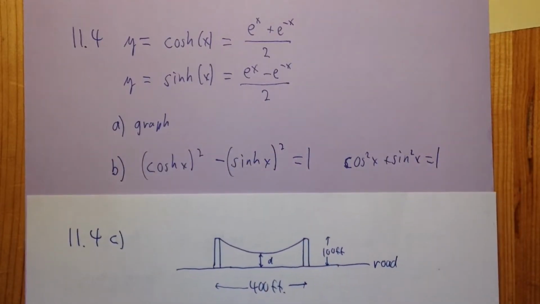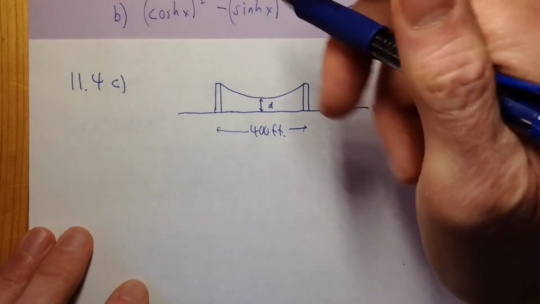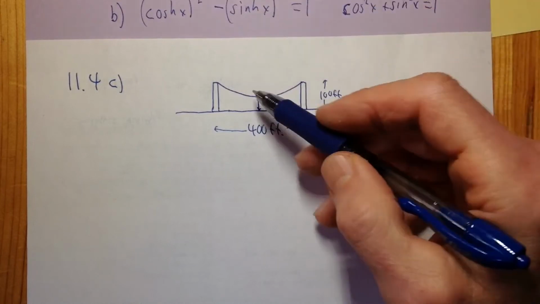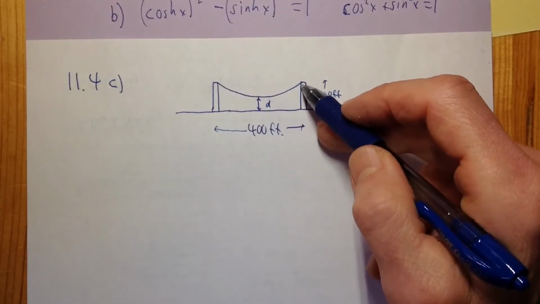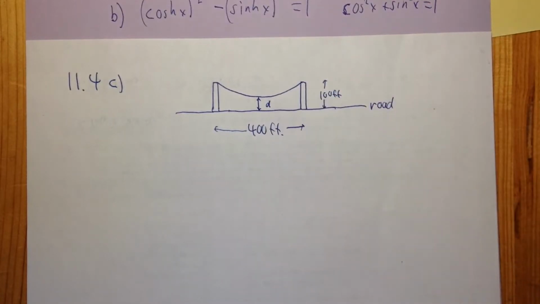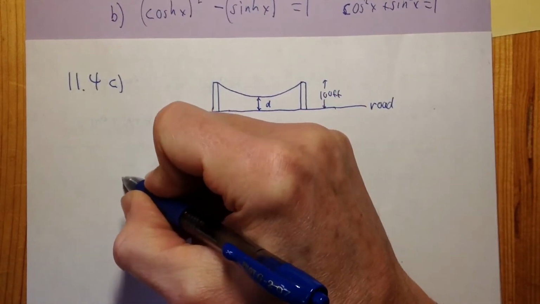11.4c looks like this. I already drew the picture to get a head start here. And this is a really cool problem, and this is one way you can see where this thing comes in. This is a cable, like a power line hanging between two supports, and you want to make sure that you can go underneath it, so that distance d, as it sags.